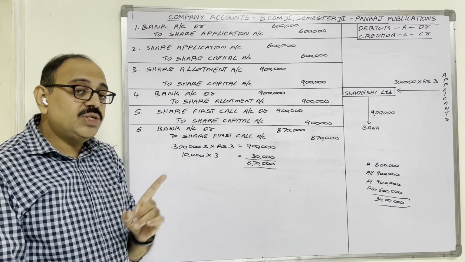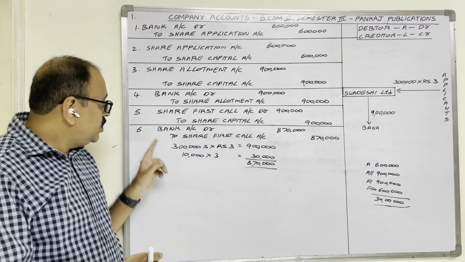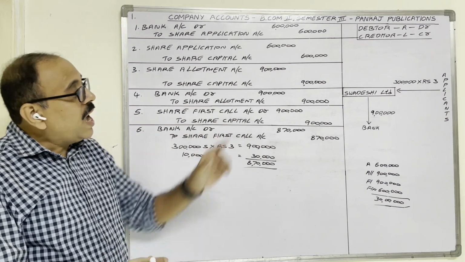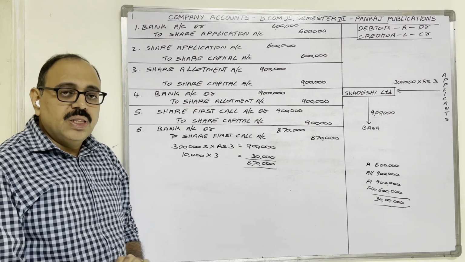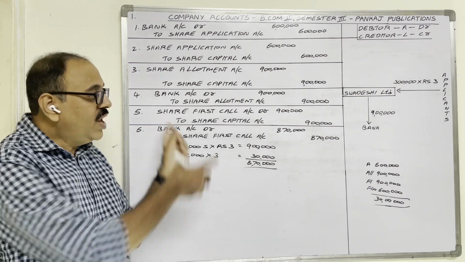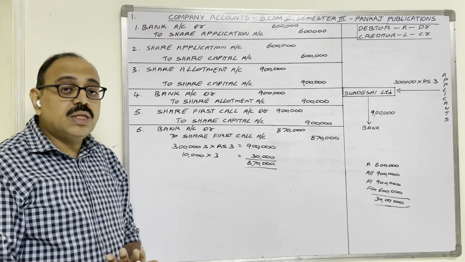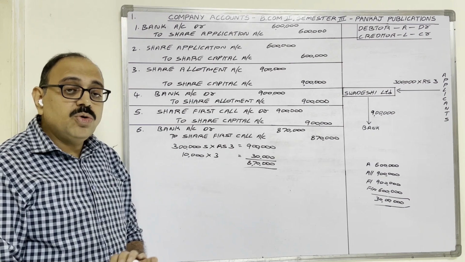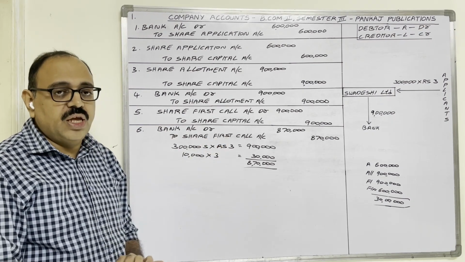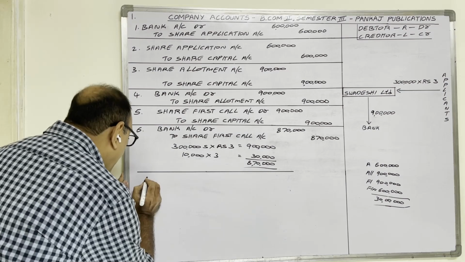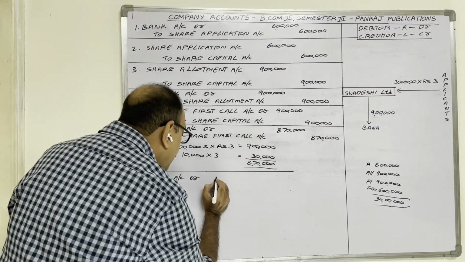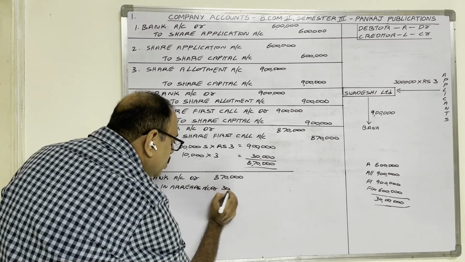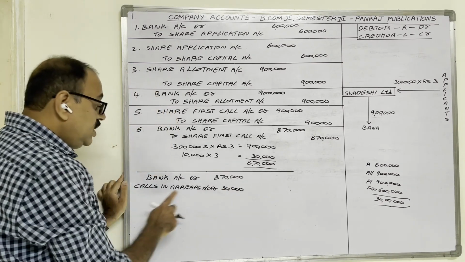So there is a debit balance of 30,000 in share first call account. So that 30,000 is what? Calls in arrears. If you observe this sixth entry, that 30,000 is not written here, no? Because as per Pankaj publications book, they are not showing calls in arrears while writing journal entries. Some authors may prefer to show calls in arrears in the books. If you want to show calls in arrears also in this entry, then how will the entry be? Bank account debtor 8,70,000 is coming. Calls in arrears account debtor 30,000 is the calls in arrears. No? Why is this debited?